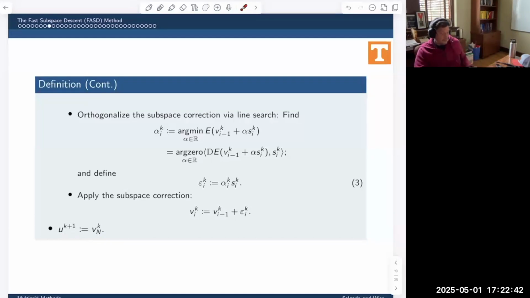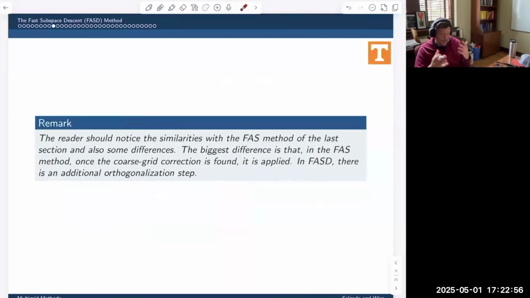So this is the algorithm we call FASD, Fast Subspace Descent method. It generalizes SSO and it generalizes the FAS method. We're going to show that this converges with a pretty decent convergence rate, something not quite as good as SSO, but it's still going to give us what's called a global convergence. And the other nice thing about this is that it has some of the nice aspects of FAS in that it's actually fairly inexpensive to compute.